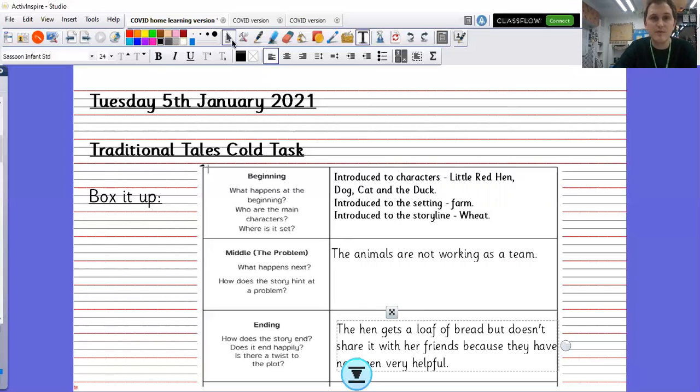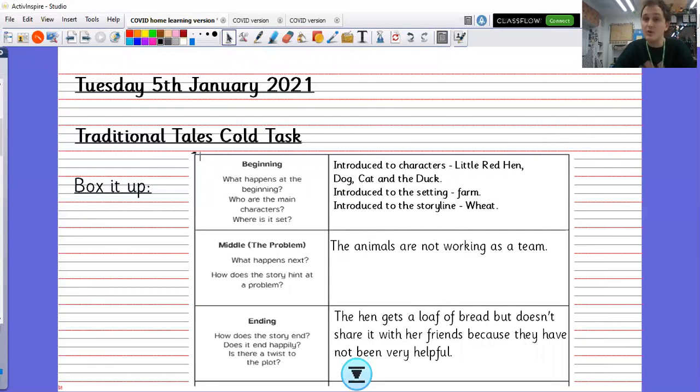Excellent work, team. So we've very easily summarized, just like we would at school, the story. We've got our characters, Little Red Hen, the dog, the cat, and the duck. We've got the setting, which is the farm, and we've been introduced to the storyline, which surrounds working together as a team and wheat. And the problem is the animals are not working as a team.